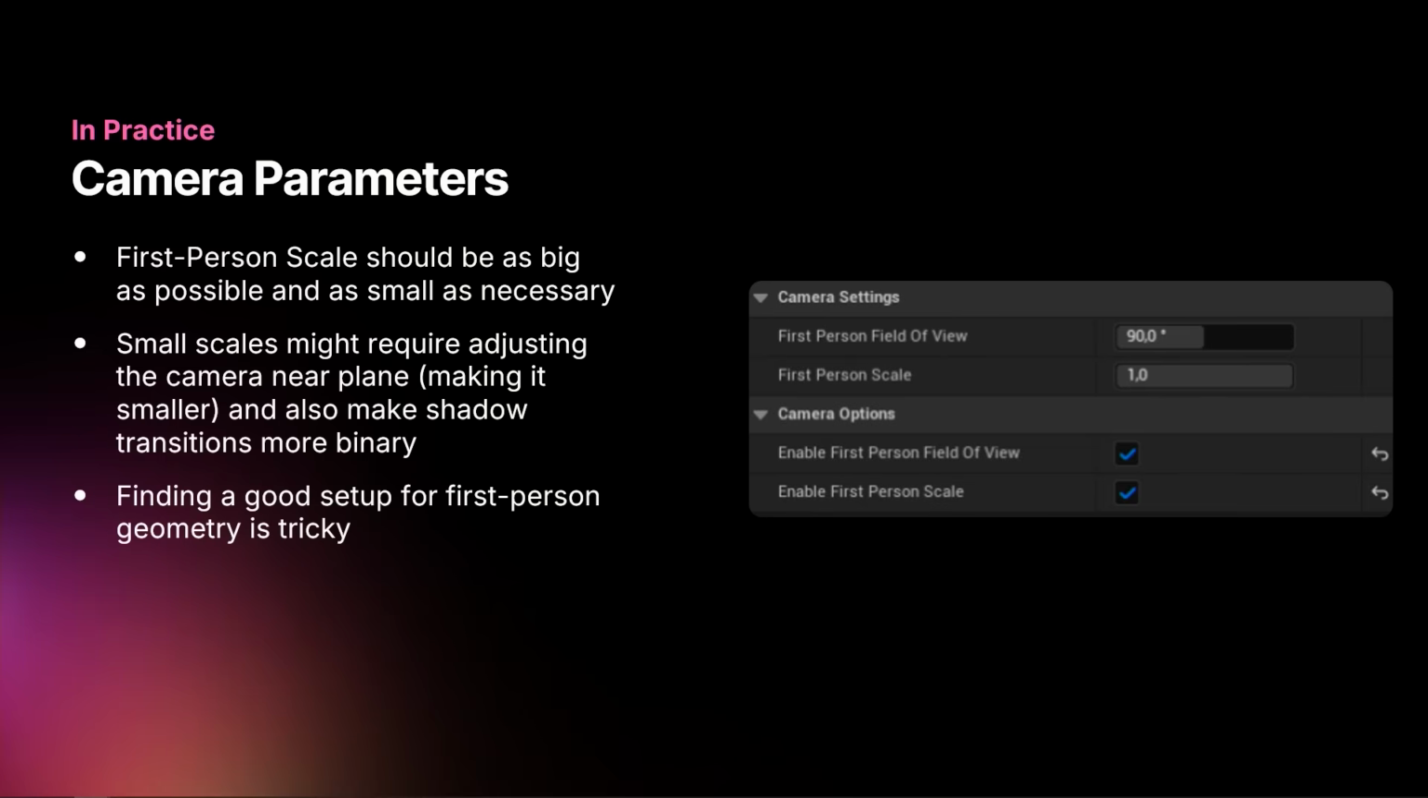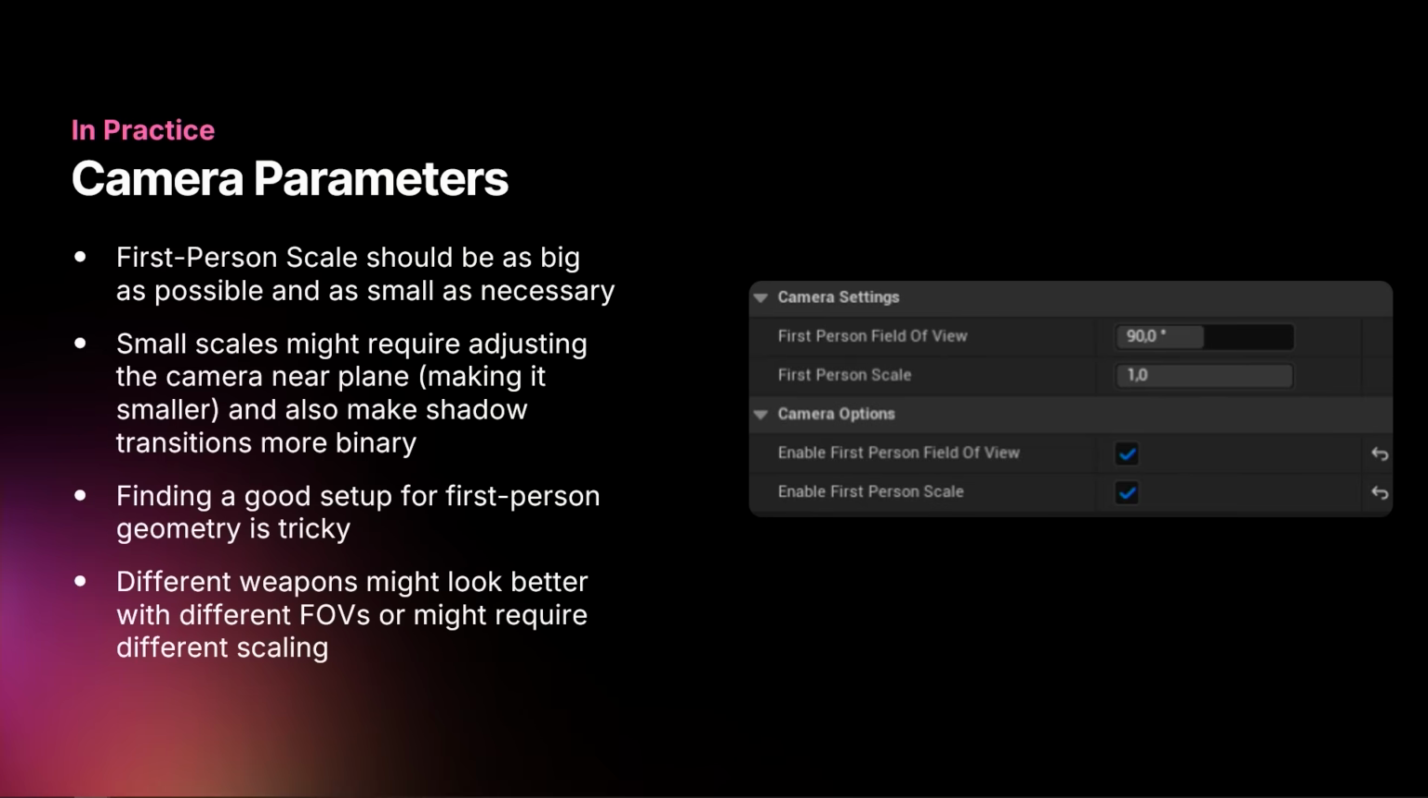Finding a good setup for first-person geometry is tricky. Different weapons might look better with different fields of view, or they might require different scaling. So I would recommend setting up your game in such a way that you can have a different field of view and a different scale per weapon. Then when you switch weapons, it just snaps between them.